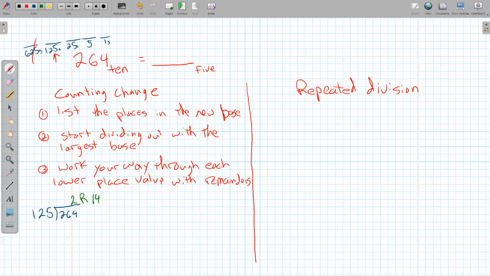Some calculators have a button for that, some don't. Mine does not. And then I just keep going on this right here. So the next place is my 25s. So let's see, 25 goes into 14 how many times? 0, with the remainder of 14. And then I just keep going. Next place value is my 5s. 5 goes into 14 how many times? Twice with a remainder of 4, and now I'm done. It looks like I need two 125s, no 25s, two 5s, and 4 1s.